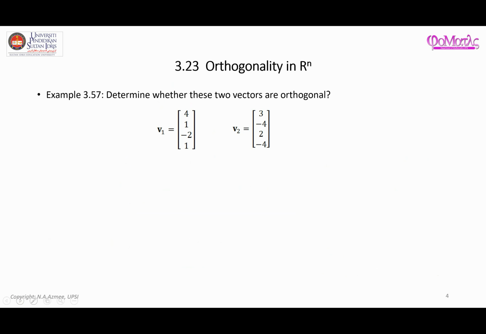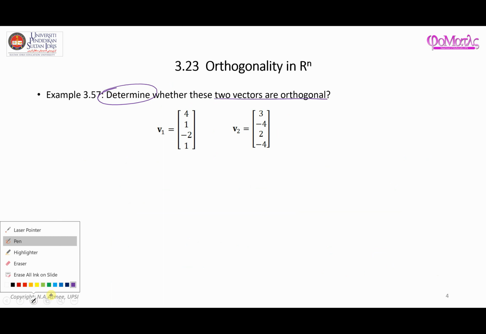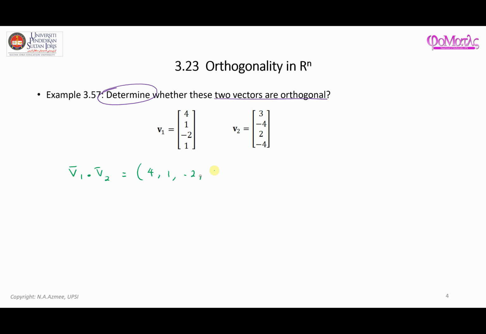Okay, here is another example. Can you determine whether these two vectors are orthogonal? Since we only have two vectors, we can straight away check what is the result when you consider the dot product of the first vector and the second vector. So here we have (4, 1, negative 2, 1) and (3, negative 4, 2, negative 4), and here is 4 times 3, 12, 1 times negative 4, negative 4, negative 2 times 2, negative 4, and 1 times negative 4, negative 4.